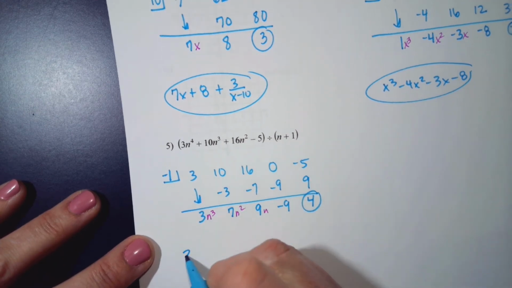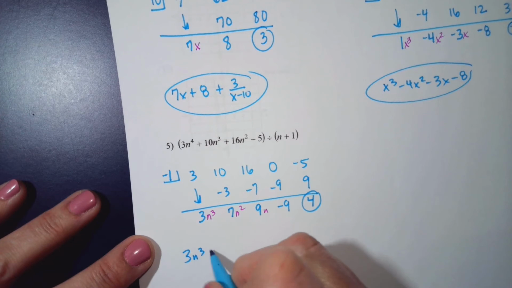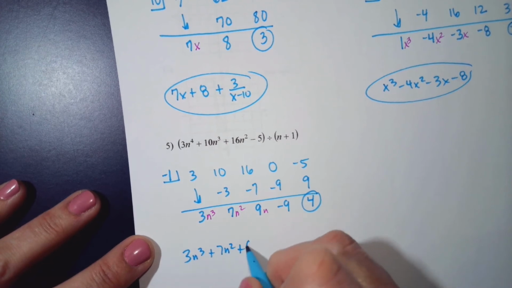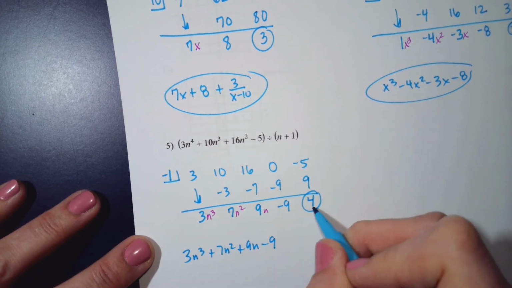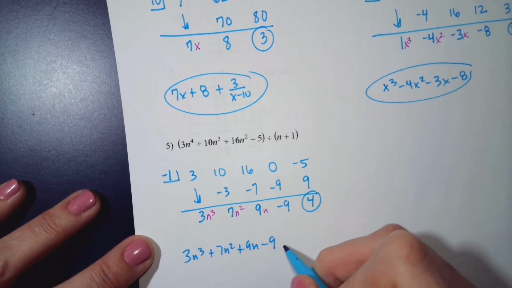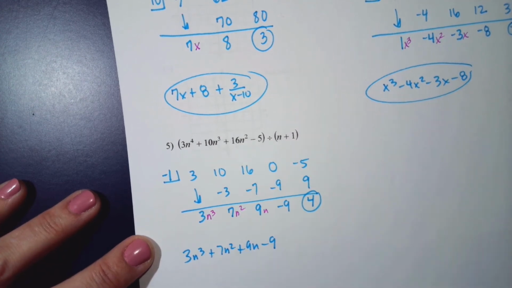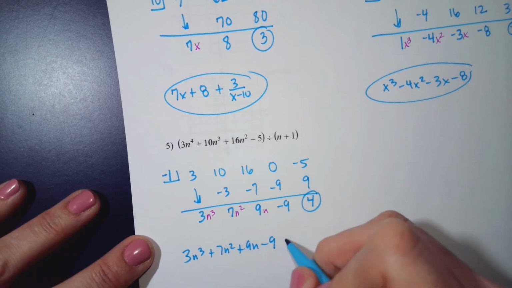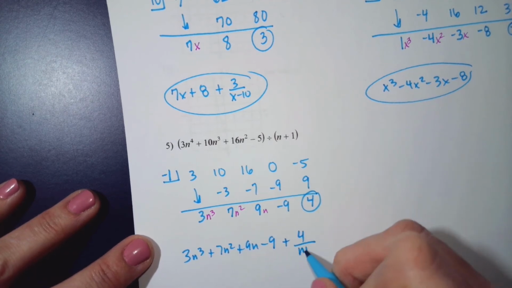All right, so here's my answer: 3n to the third plus 7n squared plus 9n minus 9. And then the remainder is positive again. If it was negative, I would put a minus, but it's positive. So, plus 4 over n plus 1.